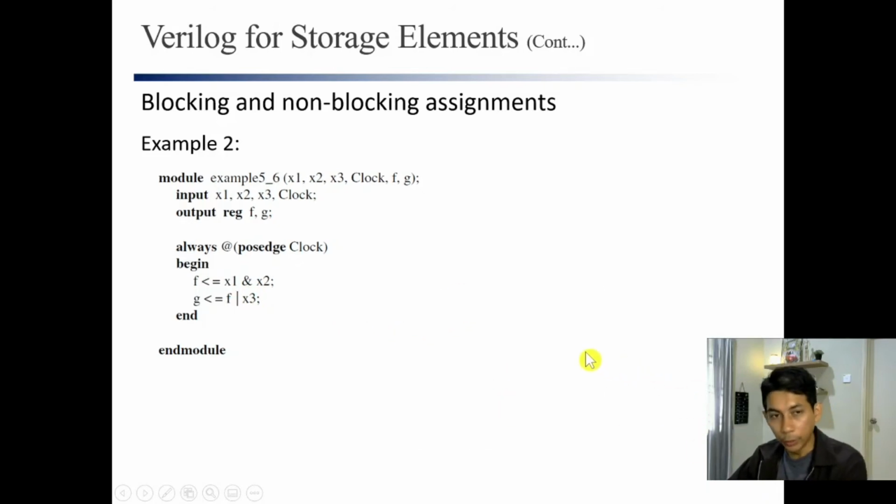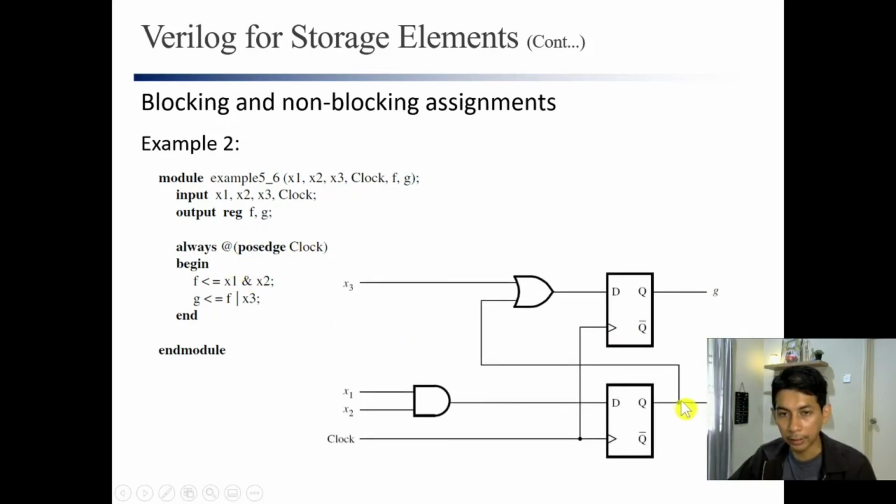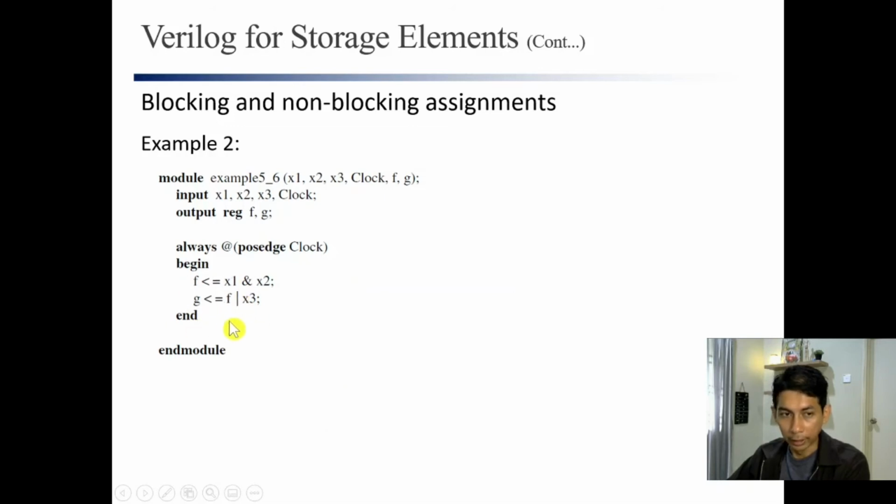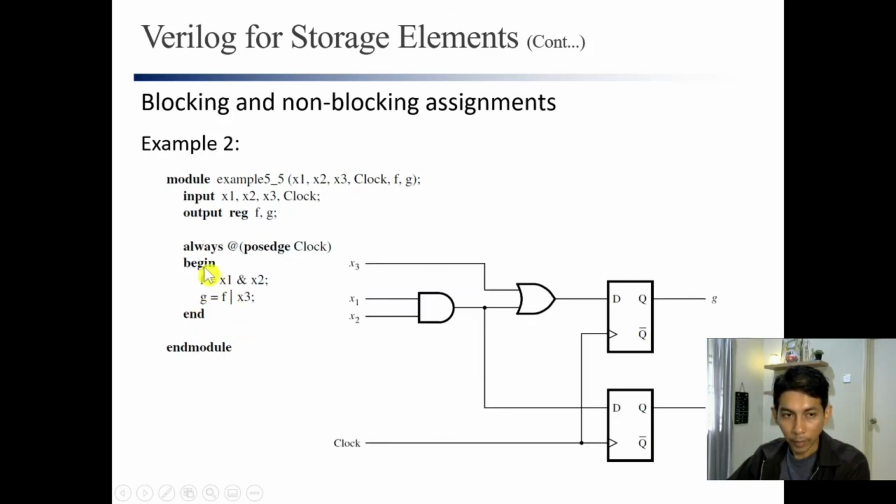But if you use non-blocking assignment, you will have something like this. Where F is X1 and X2, you have F, but G is this: F from the first flip-flop goes into the second flip-flop, or this one, and you OR with X3, and you get G. So see the difference when you use non-blocking assignment as compared to blocking assignment here.